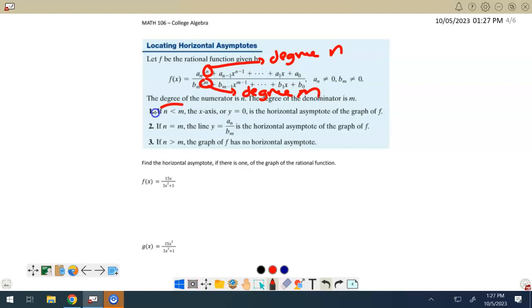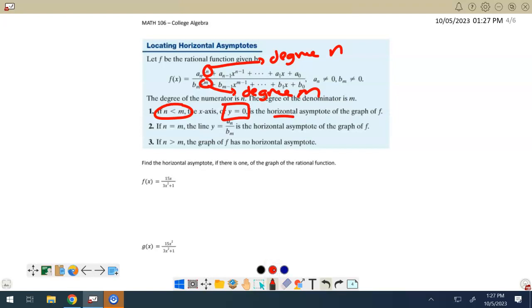If the degree of the numerator is less than the degree of the denominator, then the horizontal asymptote is automatically at y equals 0. There's no calculation to do, it's just automatically the horizontal asymptote for that graph. And again, there's only one, there won't be another one.